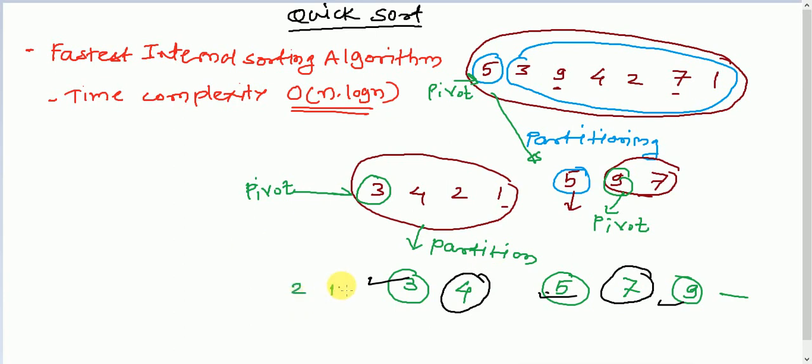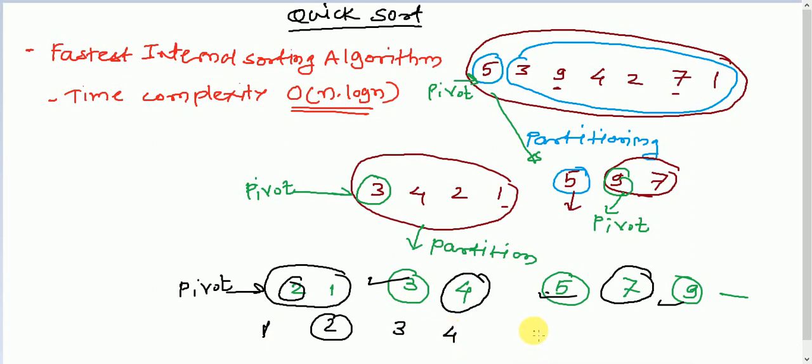Now here the problem is with 2 and 1. So what I'll do, again I will select 2 as a pivot element, then 2 will go at its right position. On the left side of 2, elements smaller than 2 will come. So in the array, the only element smaller than 2 is 1, and it will come here. There is no element greater than 2, so this status will remain as it is. 3, 4 will carry further, 5, 7 and 9.